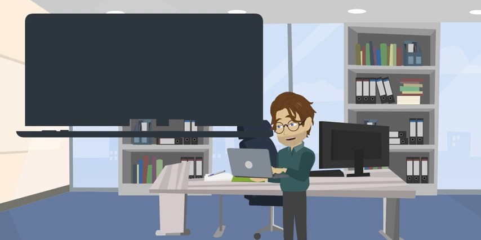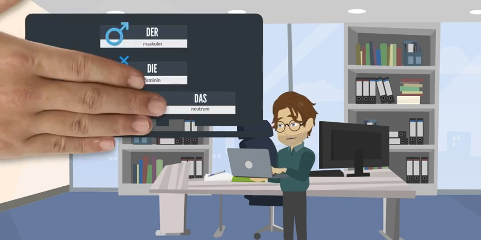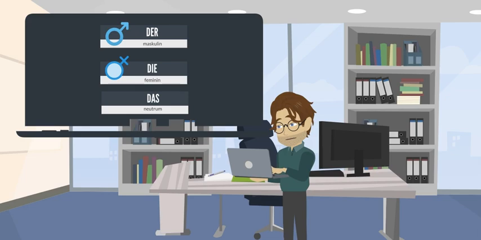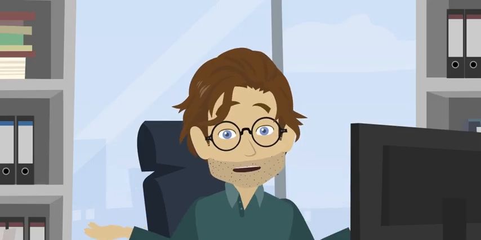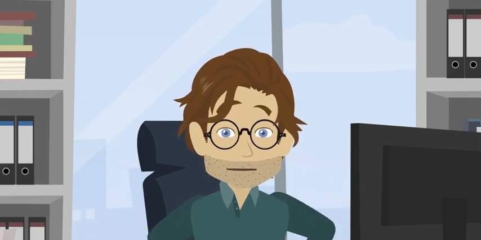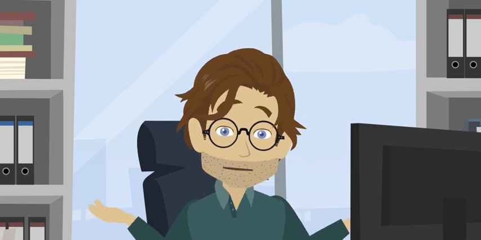So here are the definite articles again. Der, die, das. Definite articles refer to something specific, like the man. And indefinite articles refer to something not specific, like a man.